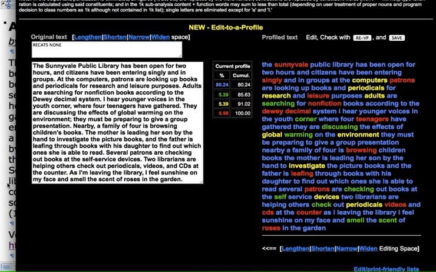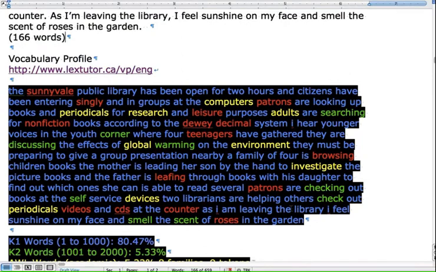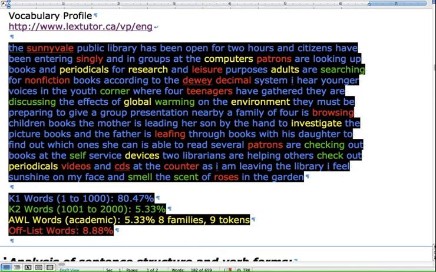Now let's go back to the paragraph itself, and you can see that I pasted that information here. All right, so here I've got the whole paragraph without any mechanics like capitalization or punctuation. So just looking simply at words, vocabulary. And again, I'm showing you that the K1 words, 1 to 1000, are 80%. The K2 words are just over 5%. The AWL words, which are academic, are 5%. And then there are off-list words, which amount to nearly 9%.